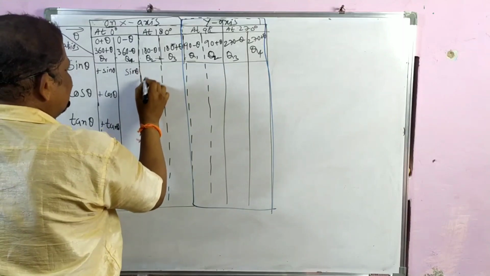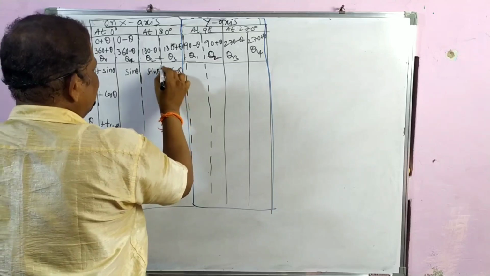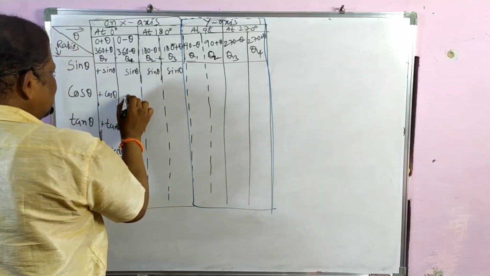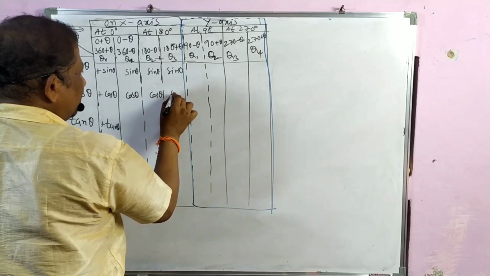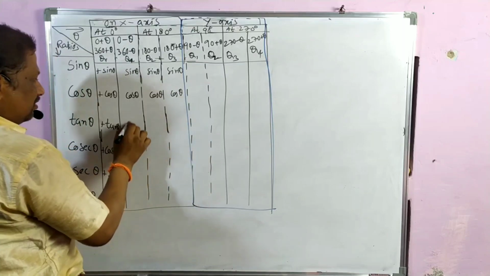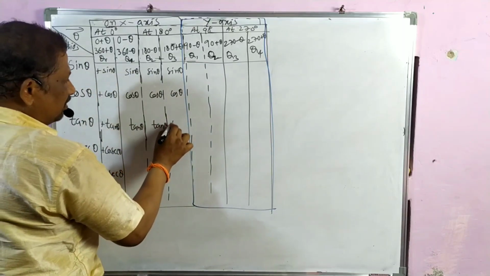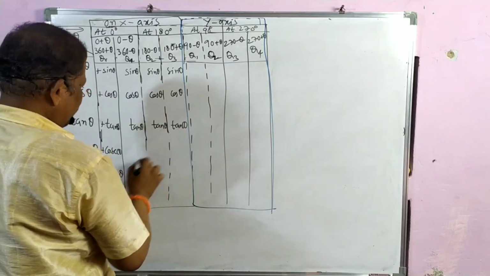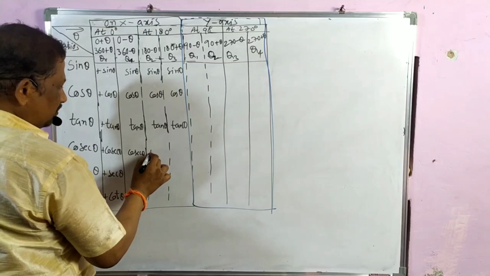Sin theta. Here also sin theta. Okay. Next coming to cos theta. Ratios do not change, that you should remember. Only their positive or negative signs will change. So tan theta. Here also tan theta. Next here cosecant theta. Here also cosecant theta.